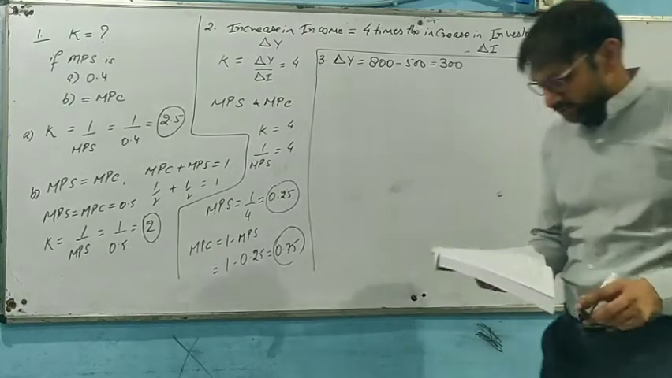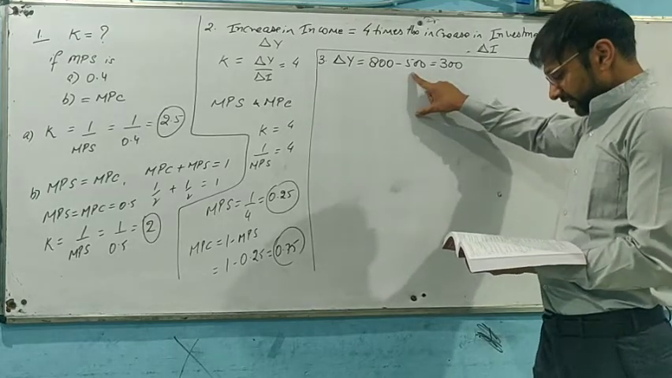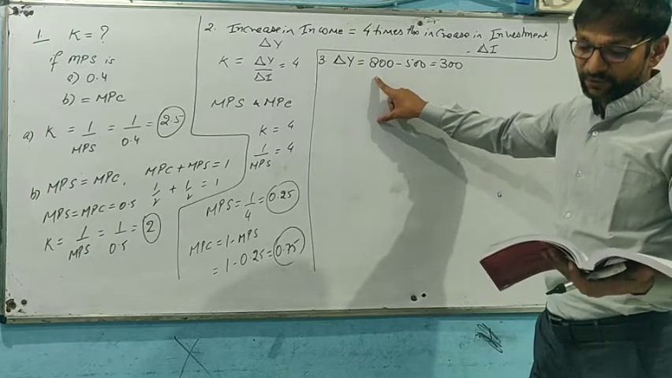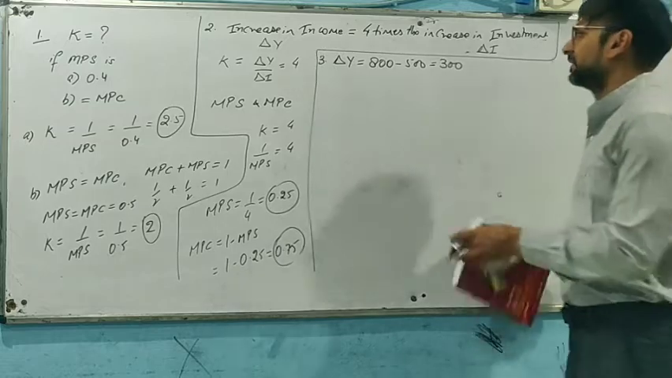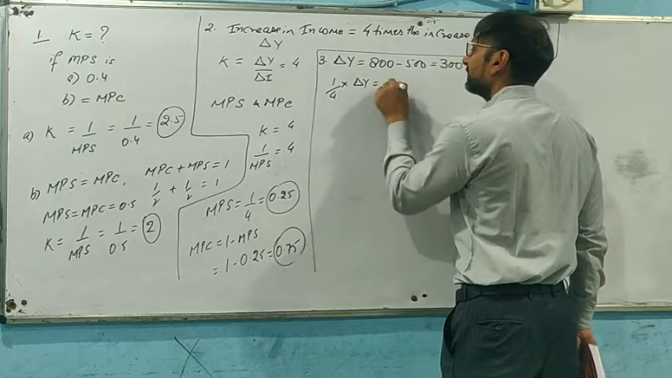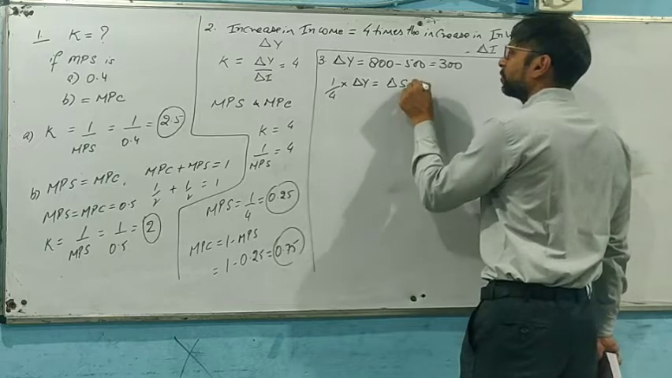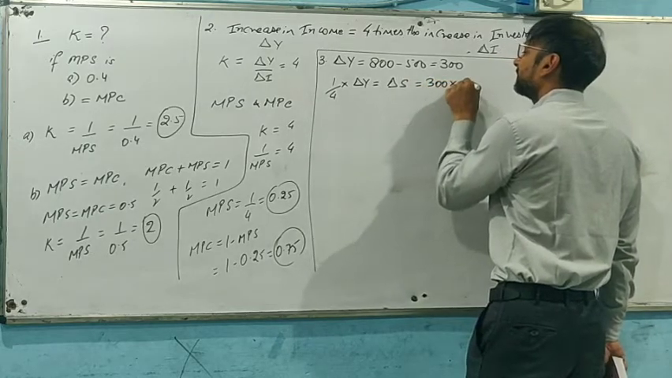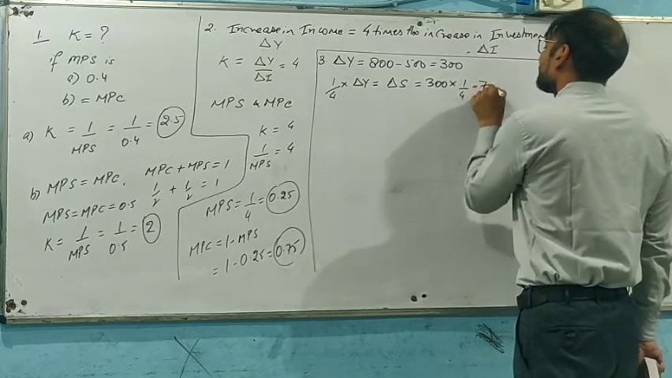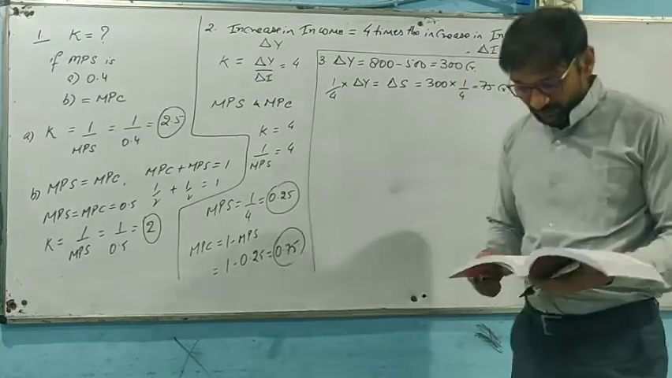Okay, and once again read the question now. In an economy, the actual level of income is 500, whereas the full employment level of income is 800. If 1/4 of additional income is saved, and it will give you additional savings. So how much additional savings will be obtained? That will be 300 of 1/4, that is 75 crores. Got it?